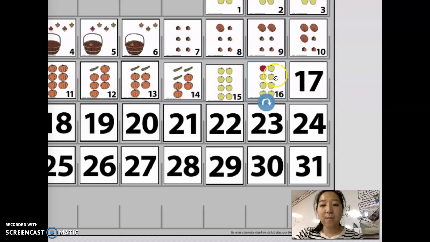You're right, we have 1 red apple and we have 7 green apples. I knew that there was 7 because also I saw 3 and 3, and I know 3 and 3. 3 plus 3 makes 6, and 1 more is 7. How did you know that there was 7?